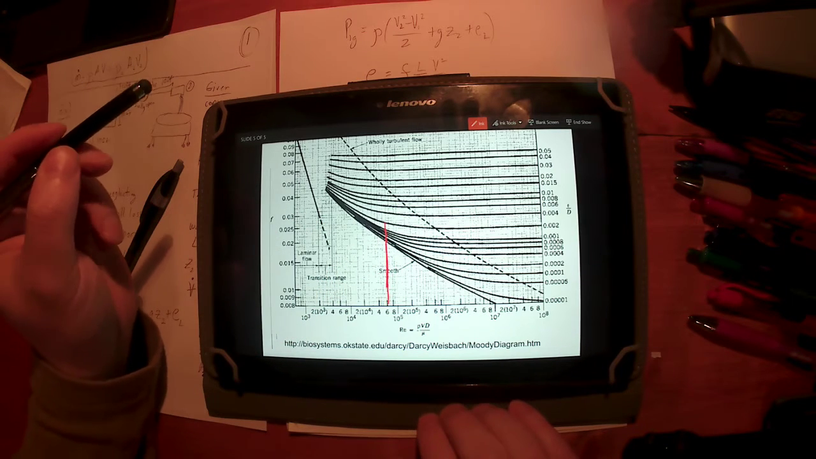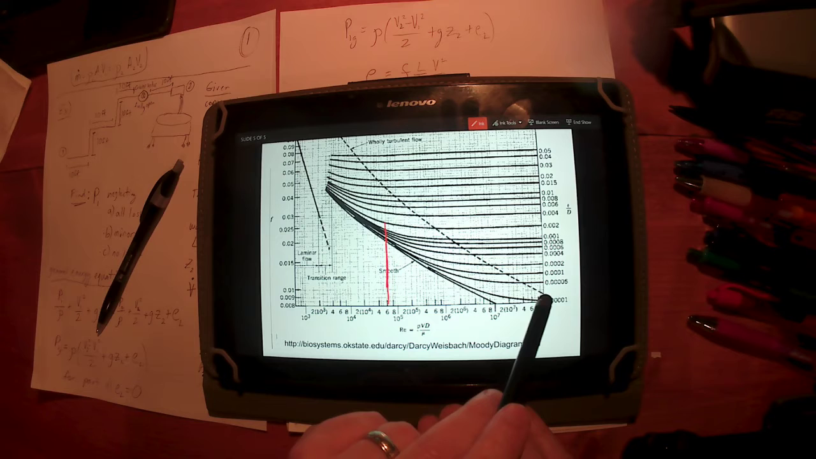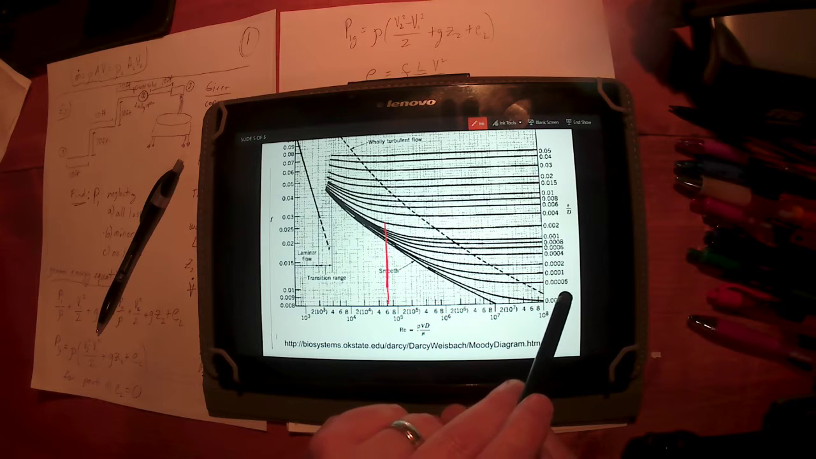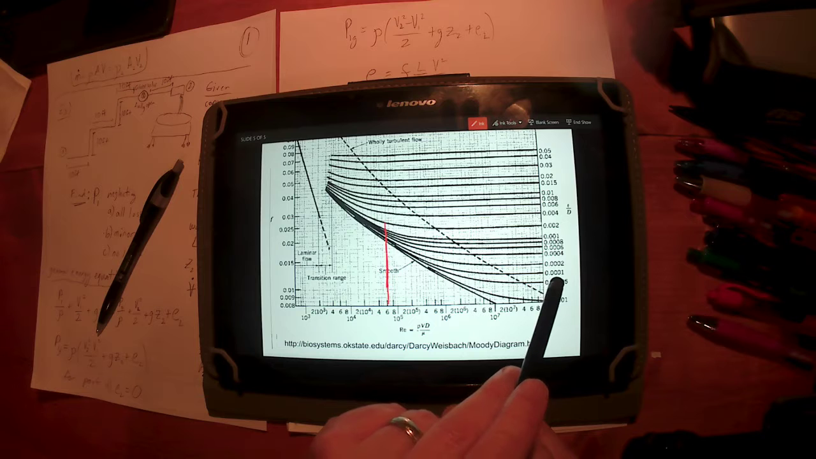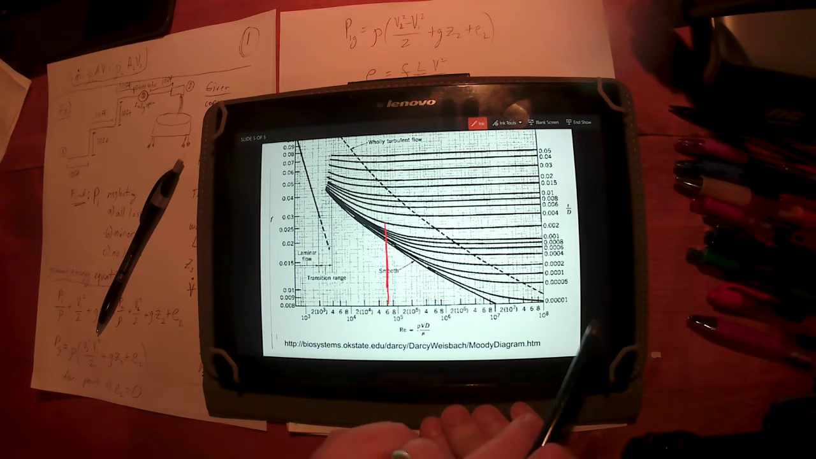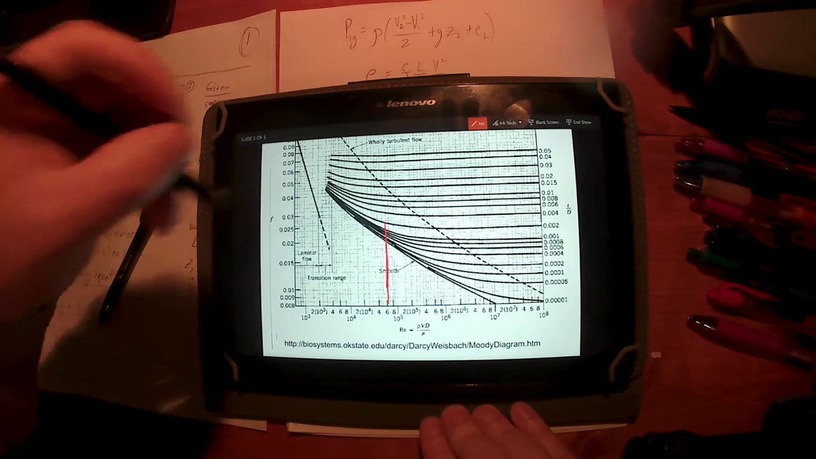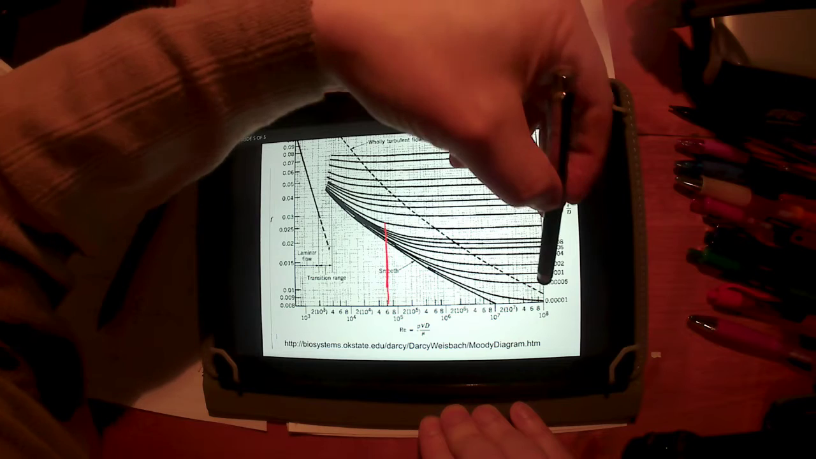Okay. And we said that epsilon over D is 4 zeros and an 8. I've got 4 zeros and a 5. I've got 3 zeros and a 1. So this is 0.0010, this is 0.00005. It's going to be in between these two, right? And it's going to be closer to this one.